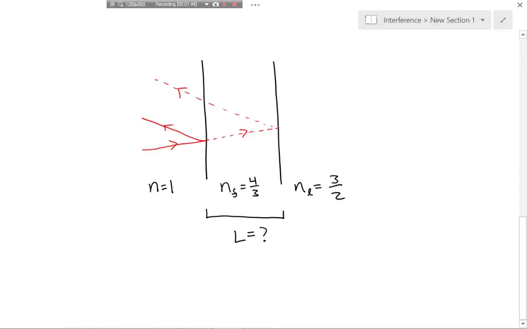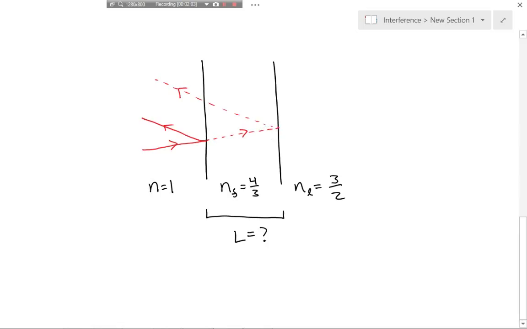However, there's still going to be a phase shift between the two reflected beams because the light that travels through and reflects off of the back surface of this film is going to travel a little bit further than the light that reflects off of the front surface of the film. And the extra distance that this light travels is going to be equal to the length of this round trip that it travels through the film.